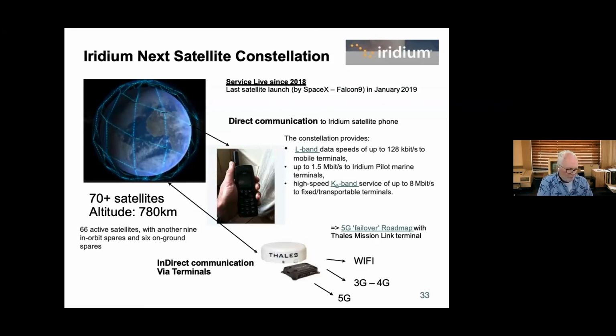Low Earth orbit, about 780 kilometers. They do get multiple coverage. There's 75 satellites right now with Iridium. There's 66 that operate, and they have some spares up there.